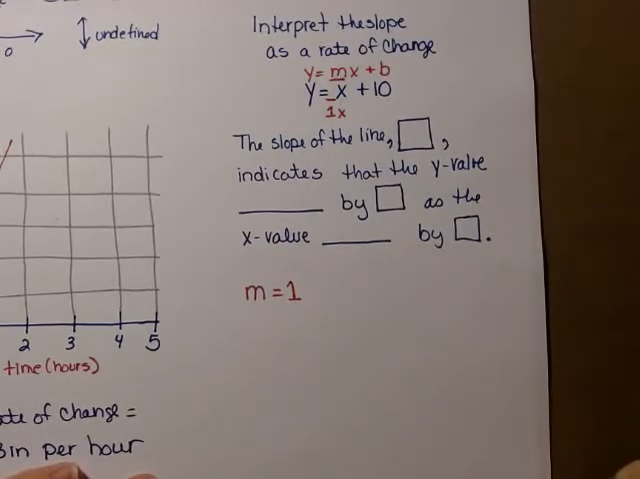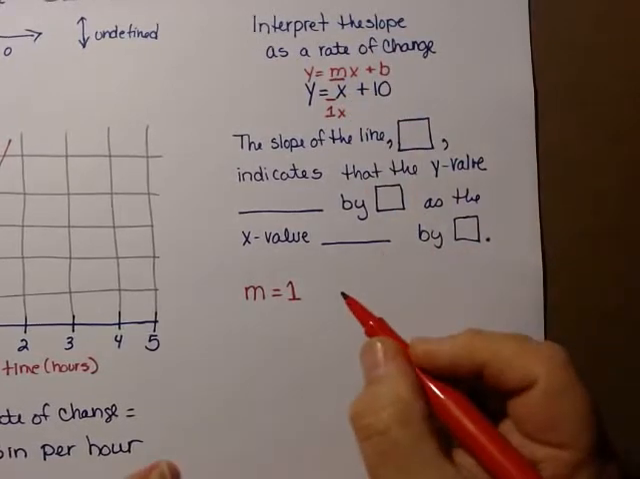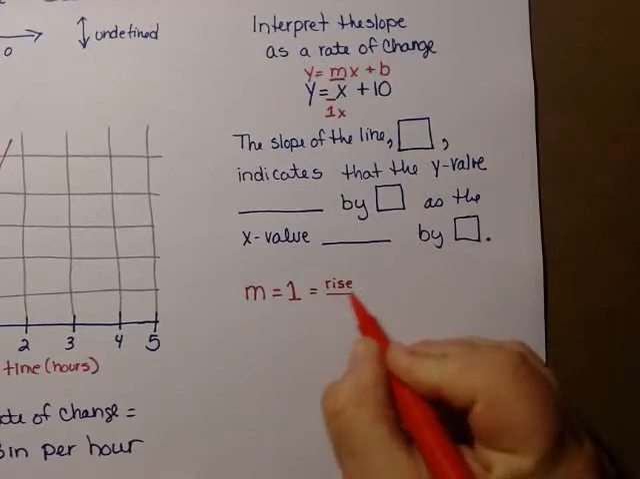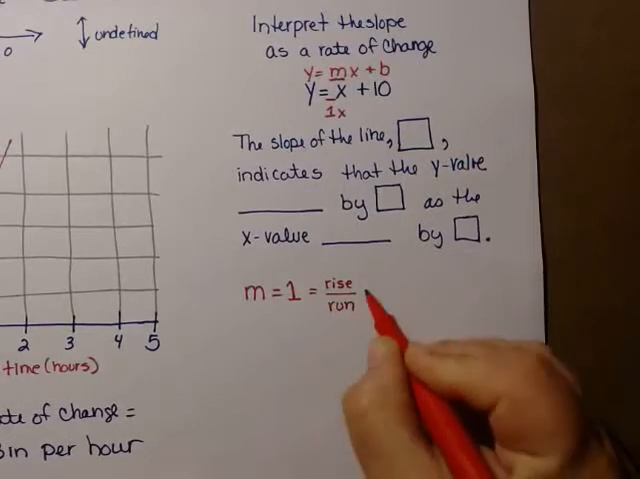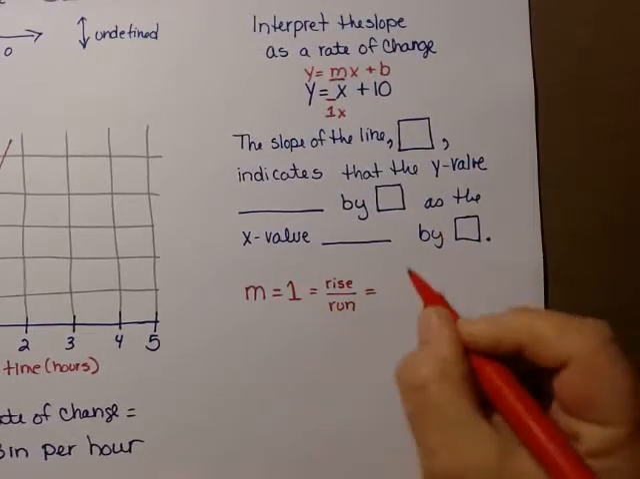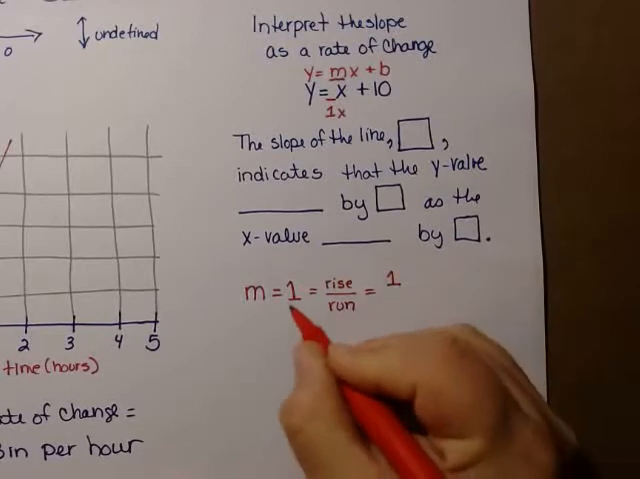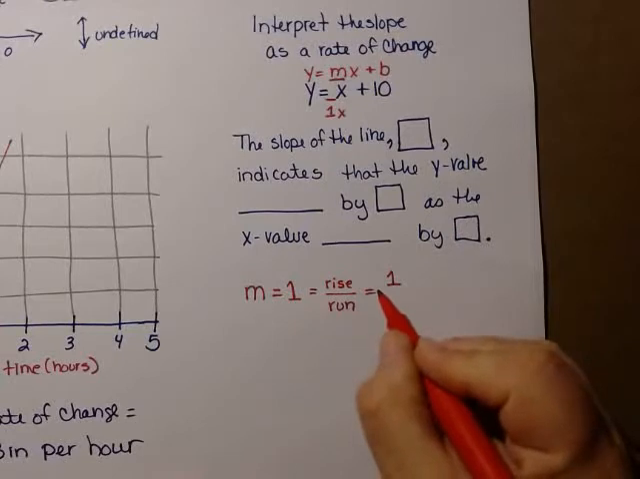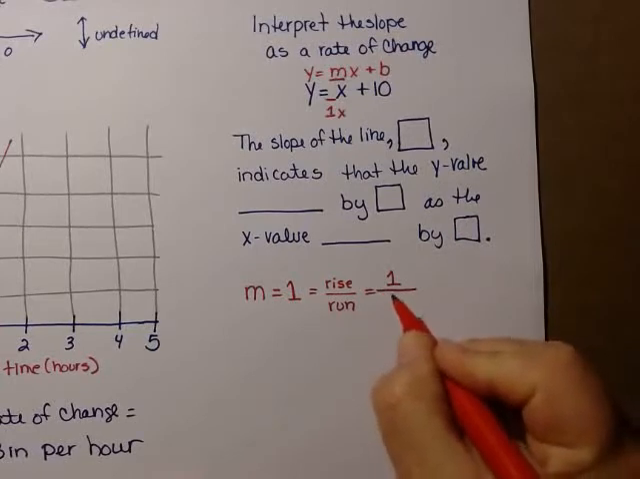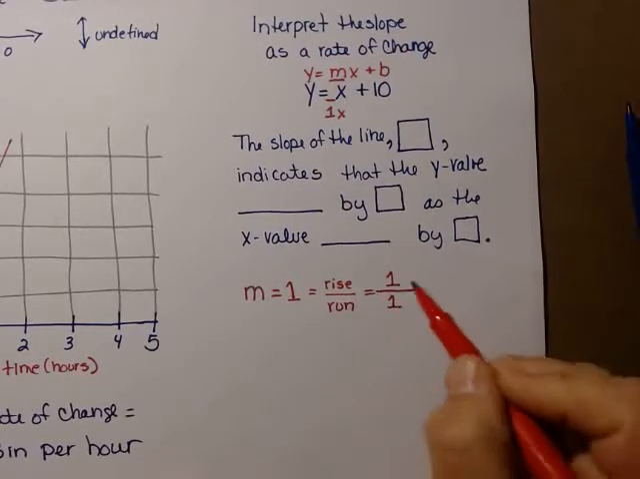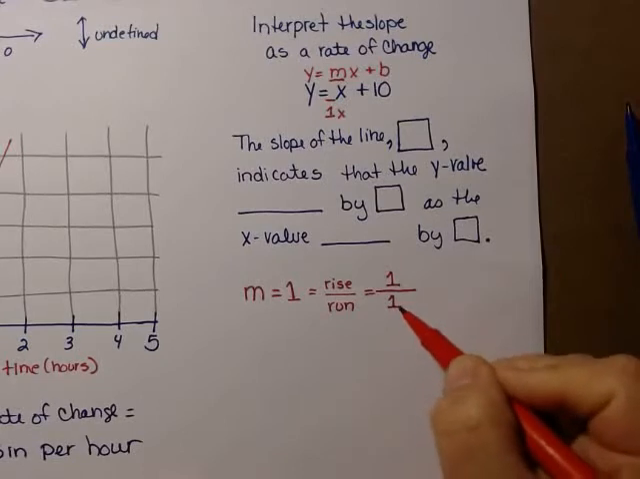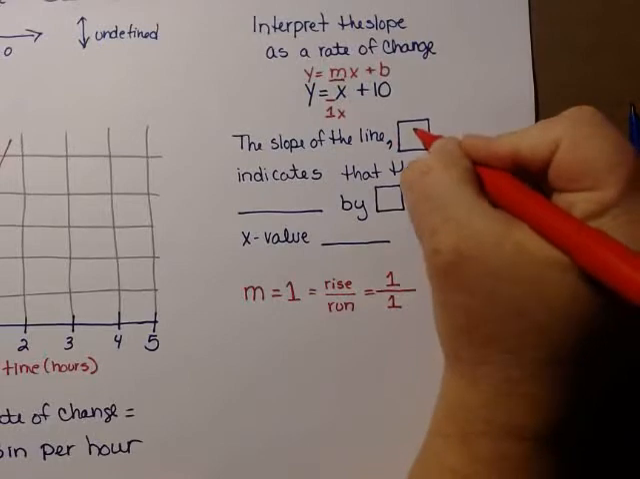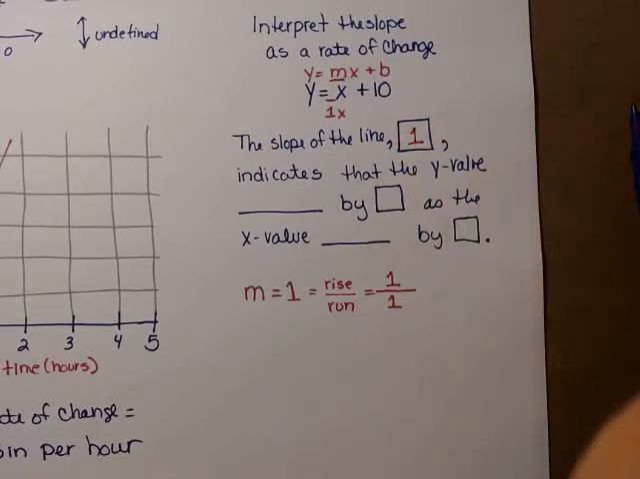And it's a positive 1. Remember, slope is written as rise over run. So take the 1 that I have here. Any whole number can be written as a fraction by putting it over 1. So my slope is 1 over 1. So the slope of the line, it's 1. You can put that right there.